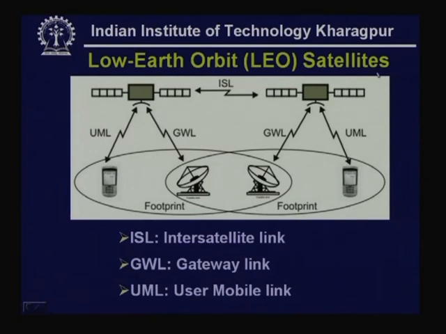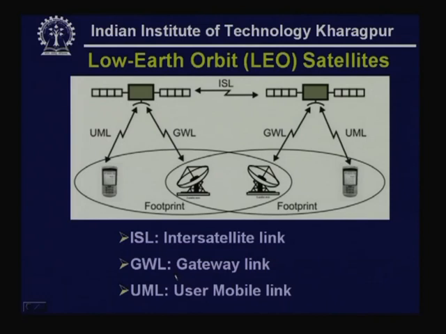In case of low Earth orbit, there are three possible types of transmission. First one is communication or transmission between two satellites, which is known as inter-satellite link. As you can see, two satellites can communicate with each other. So, data transfer can be done, communication can be done from one satellite to another satellite.